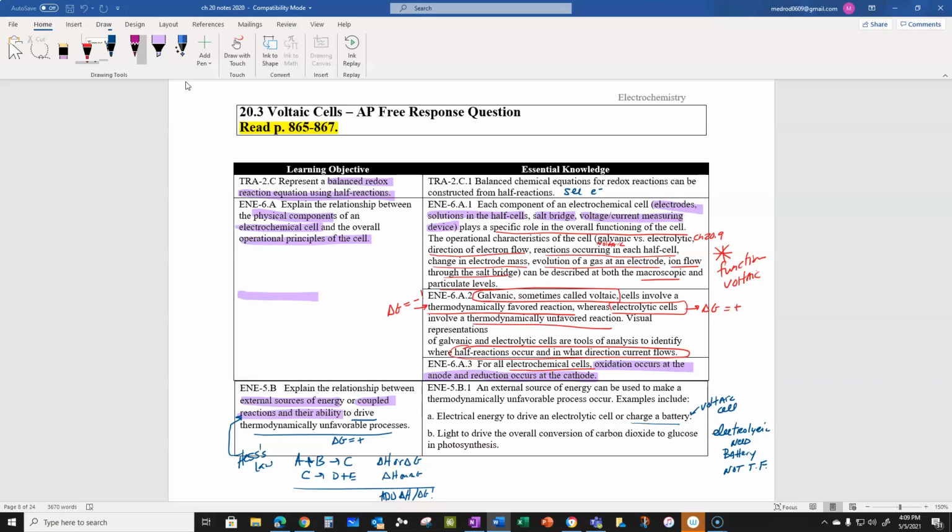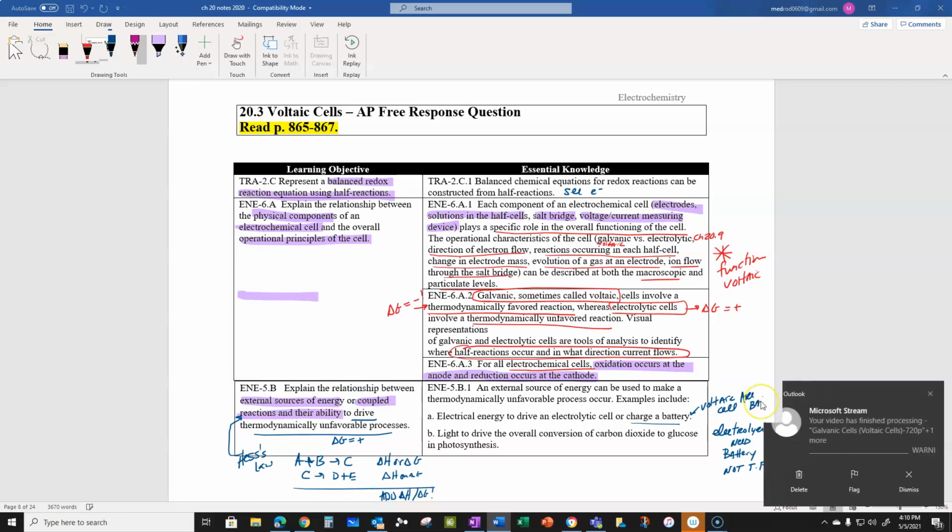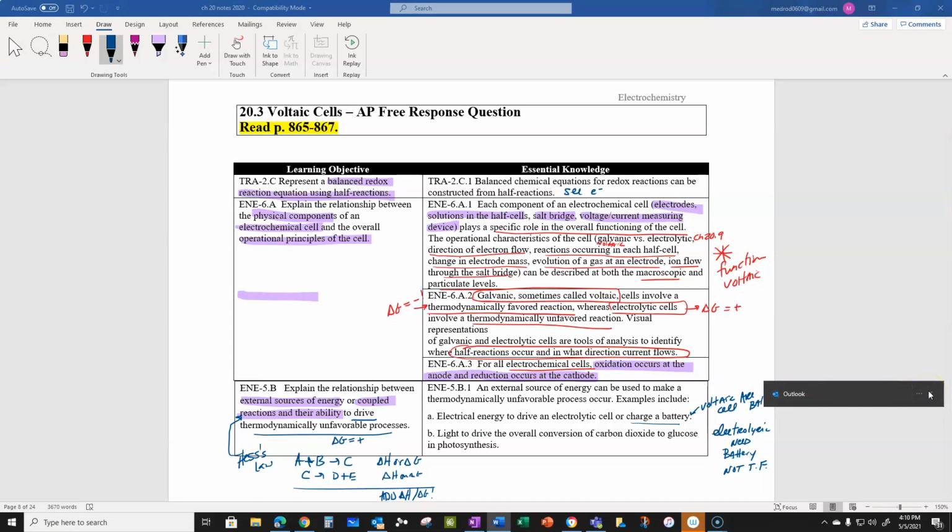Just like our cell phones, just like television, just like the computer. We have to charge it up. We rely on energy. We rely on that electricity. We rely on that battery. So electrolytic cells need a battery, which means it's not thermodynamically favored. But like voltaic cells are batteries. Oops, go away, Microsoft. So they are batteries, okay?